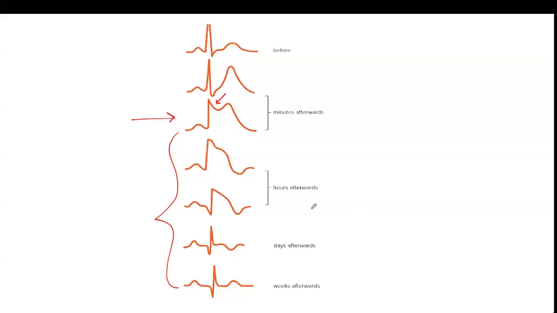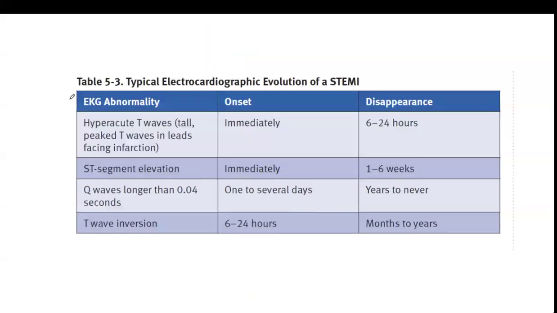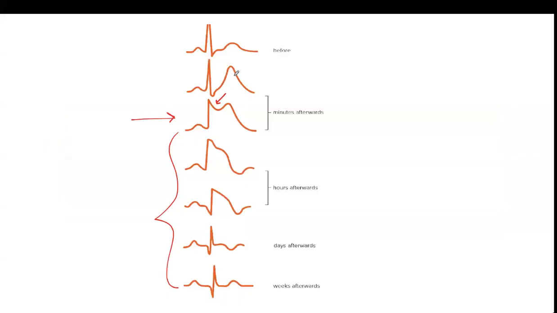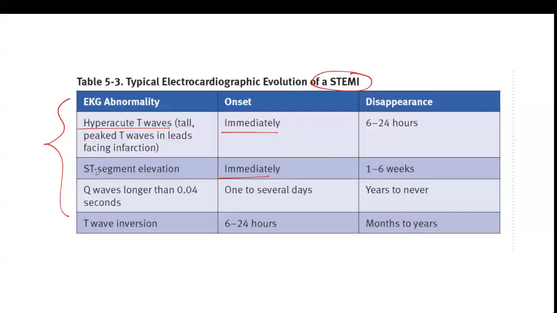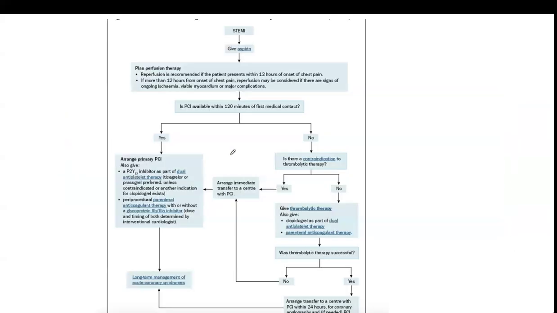Not important for you, just for you to say. Sometimes questions ask what will be the immediate finding in the ECG in an ST elevated MI. Immediately you will get these two features: hyperacute tall T wave. You can see the tall T wave here. And then you get the ST elevation. And after that, you can get a lot of things, Q waves, T wave inversion, but the hyperacute T wave is the first thing, and then you get ST elevation.